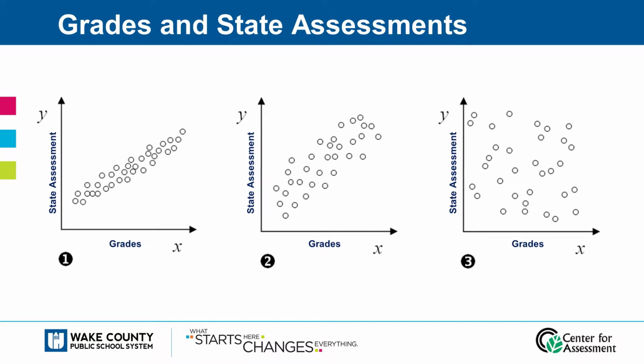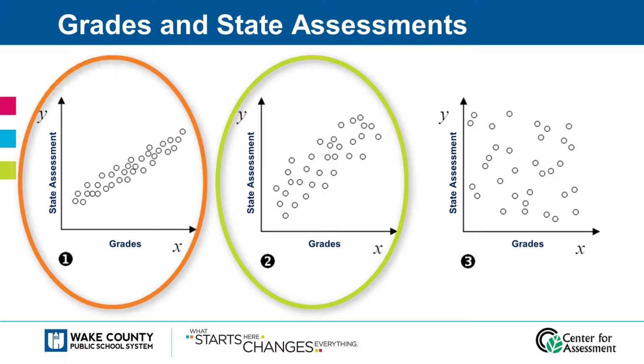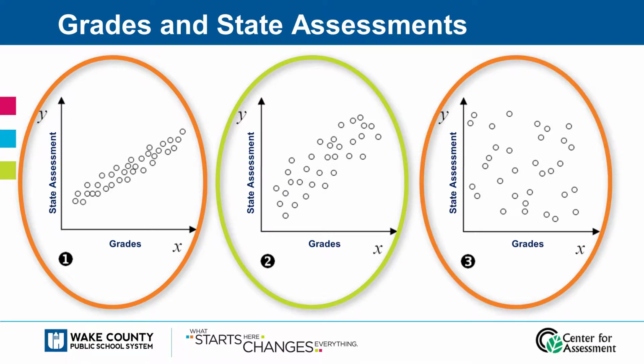The pictures on this slide show us three possible relationships between scores on the state assessment and student grades. The picture in the middle depicts what we'll probably most likely see. As student grades go up, we expect student scores on the state assessment to also go up. But we don't expect the relationship to be as tight as the relationship shown on the left. And we certainly don't expect it to look like the relationship shown on the right, where there is really no relationship at all between student grades and their scores on the state assessment.